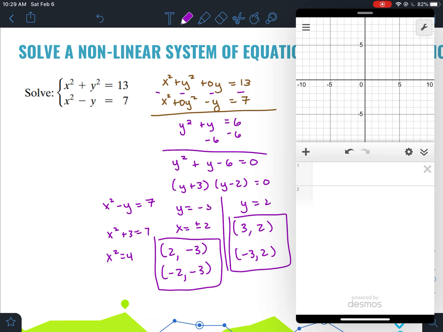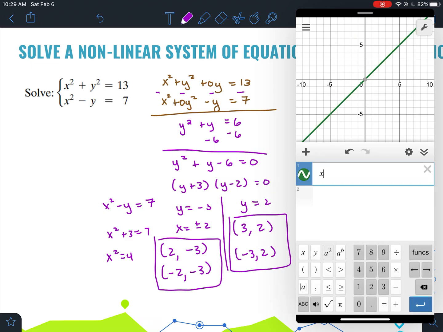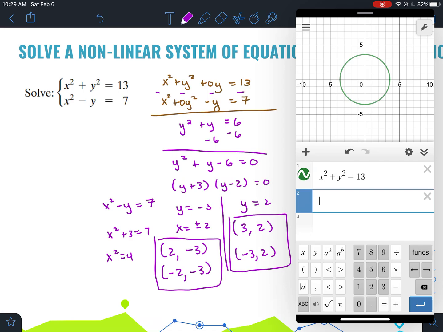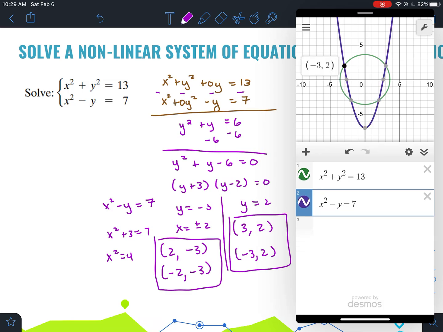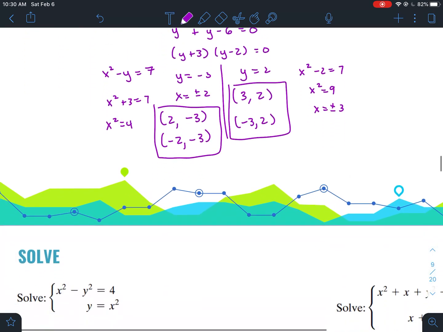Well, let's check on Desmos. So my relations are x squared plus y squared equals 13. So that's going to make a circle. And then I have x squared minus y equals 7. That's going to make a sideways parabola, or sorry, an up and down parabola. And so now we have the points negative 3, 2, 3, 2, negative 2, negative 3, and 2, negative 3, which is exactly what we got as our solutions when we solved using elimination.